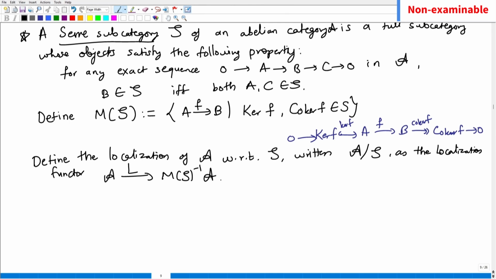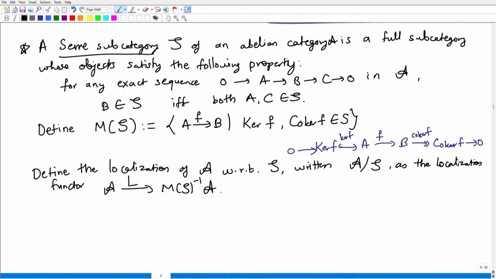Okay, why did I define this? Because I said the class of Grothendieck categories is closed under localization. So I want to give you one very interesting result here, and it shouldn't be surprising that it was proven by Gabriel and Popescu.